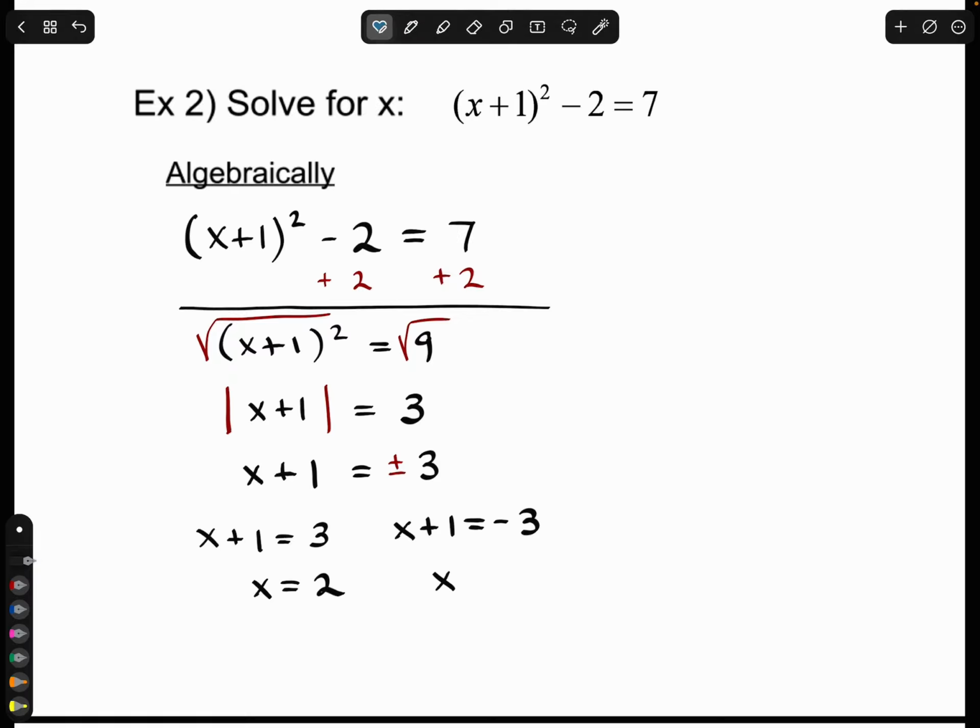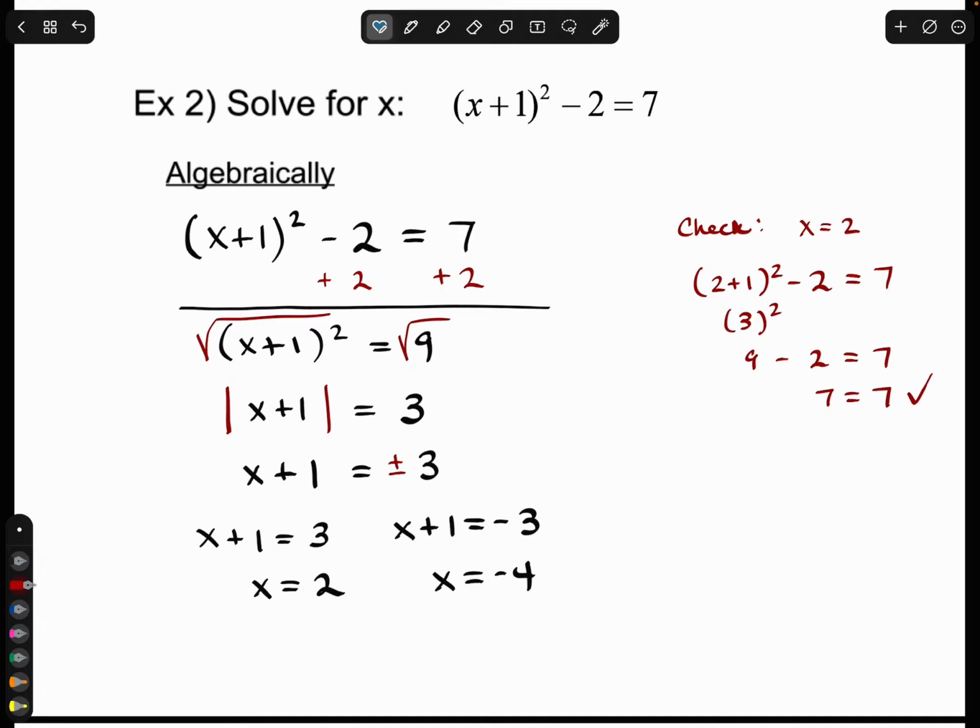So we subtract 1 from each side, and we get x equals 2. We subtract 1 from the other, and we get x equals negative 4. So it looks like there are 2 answers here. We could always do our check now. If I wanted to check it, I'll check x equals 2 first. I've got (2 + 1)² − 2 = 7. That's 3 squared, which is 9, minus 2 is equal to 7. So 7 equals 7. We know that that answer works. So x equals 2 works.